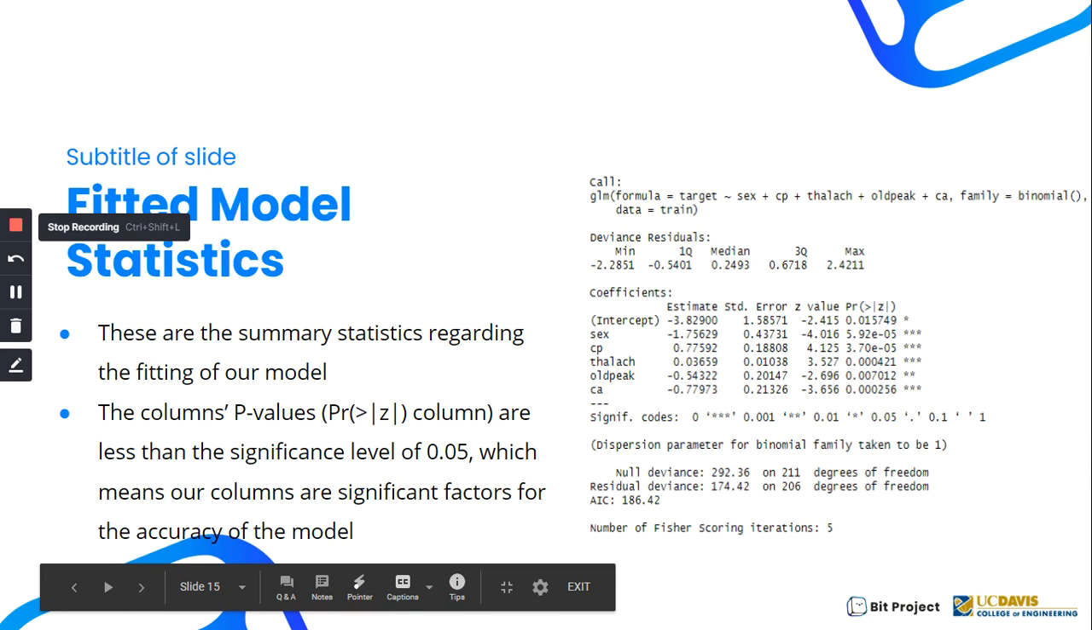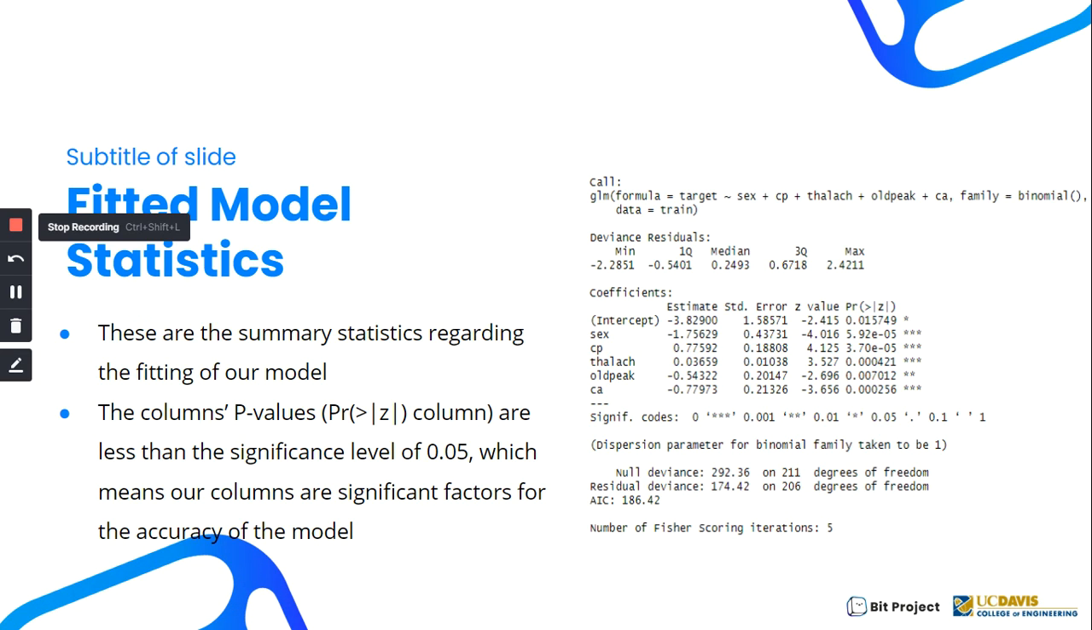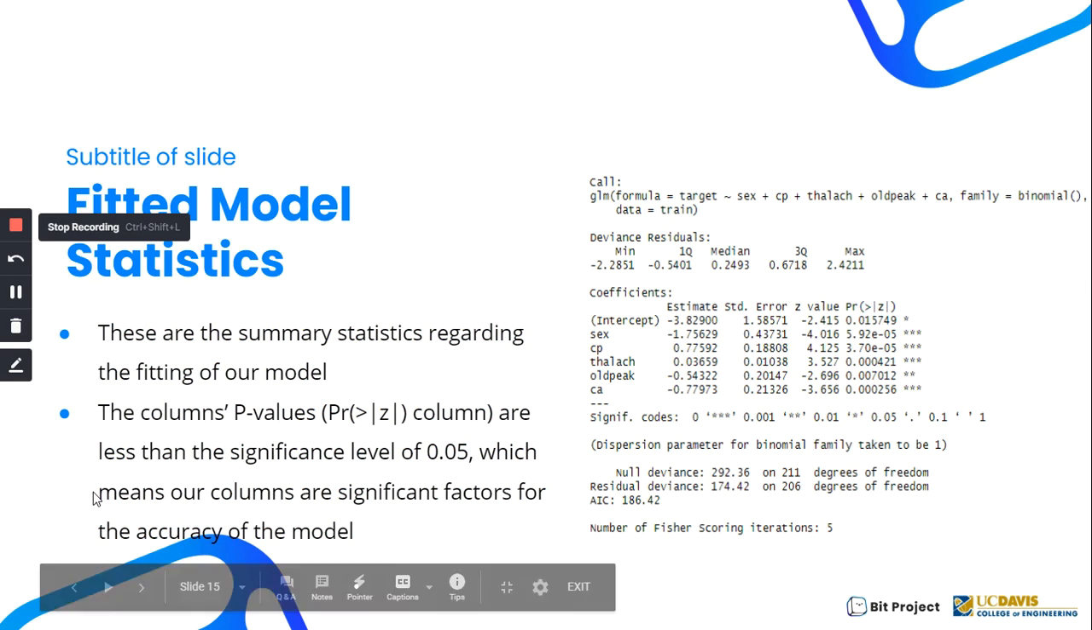So these are the fitted model statistics that are given here. Looking at the p-values column, we can tell that all the columns we have selected have a p-value that's less than the significance level of 0.05. This means that these columns are very significant in determining how they can affect the accuracy level of the model to determine whether the patients actually have heart disease or they don't have heart disease.